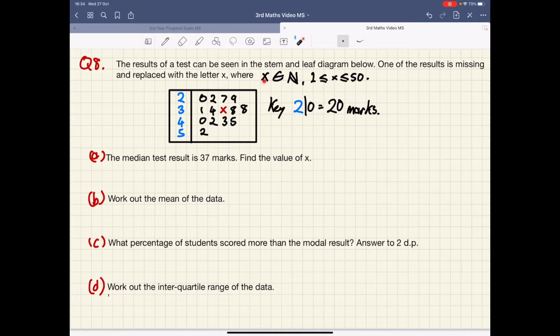Now, in case you're wondering what this is about, I consider these like just terms and conditions. It just means if we don't follow these very basic rules, the question won't work. So if X is not an element of the natural numbers, this doesn't make any sense. And if the value of X wasn't between 1 and 50, let's say it was 200, that doesn't make any sense either.